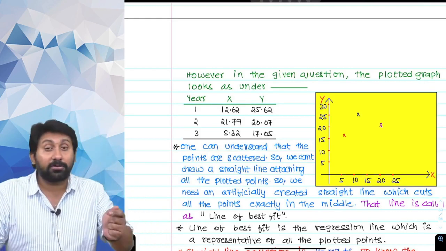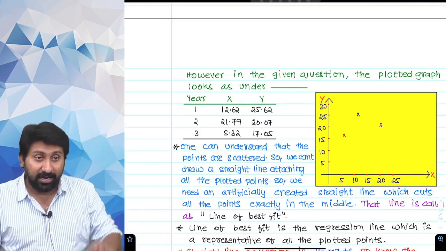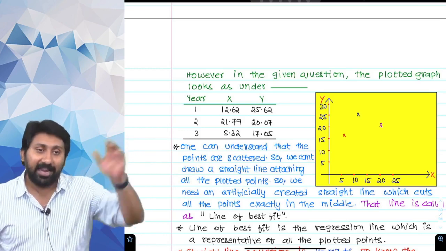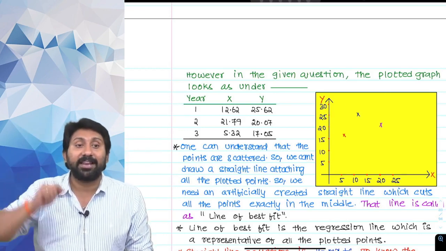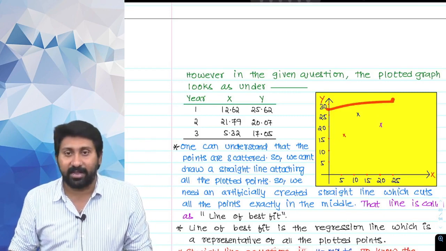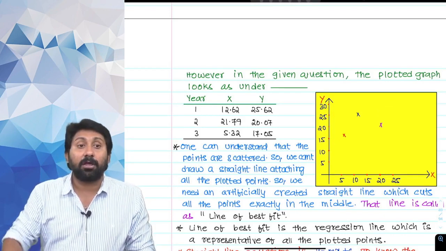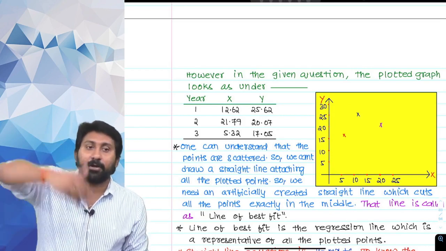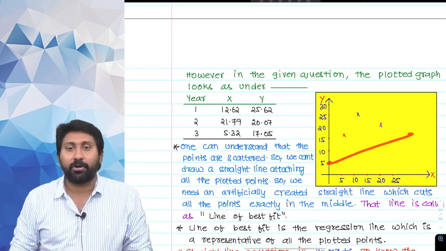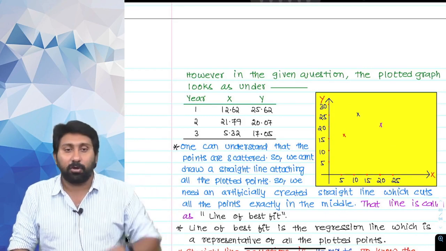When you cannot draw the straight line naturally, artificially draw a line. How can I draw like this? No, you can't draw a line like that, because the line is wrong on the higher side. That means none of the points are there above and below. It is somewhere going above the sky. You can't even draw a line like this because it is wrong on the lower side.